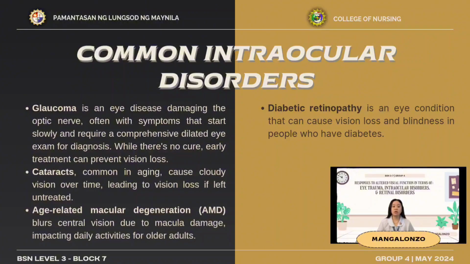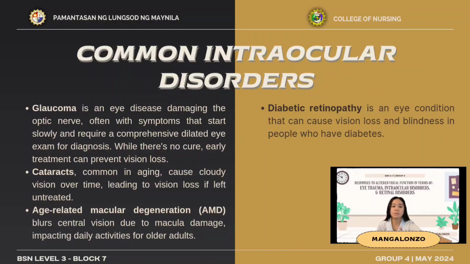Number 1 is glaucoma. Glaucoma is a group of eye conditions that damage the optic nerve, often due to increased pressure within the eye. If left untreated, glaucoma can lead to irreversible vision loss. The next one is cataracts. This is a clouding of the eye's natural lens, which typically occurs with aging but can also be caused by injury, medications, or other medical conditions. Cataracts can cause blurred vision and eventually lead to blindness if not treated with surgery.